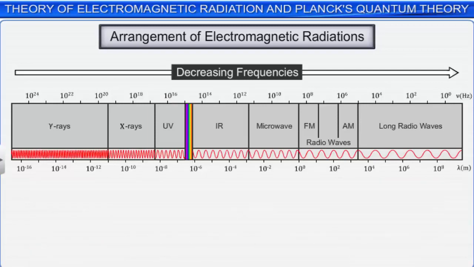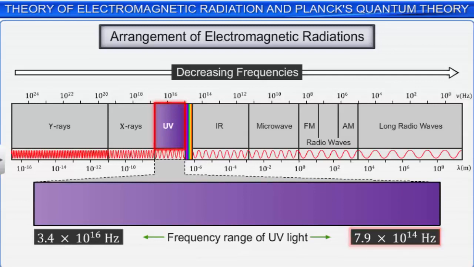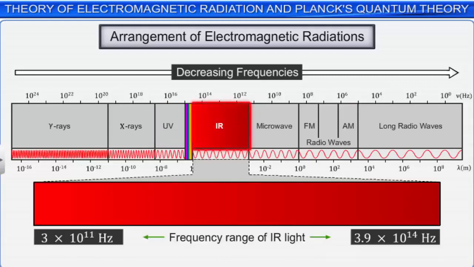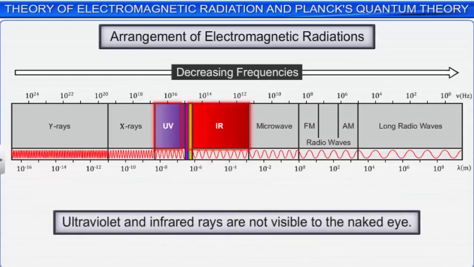The region above the violet color is called the ultraviolet region and has a frequency equal to 7.9 into 10 to the power 14 to 3.4 into 10 to the power 16 Hz. The region below the red color is called the infrared region, and the frequency of the waves of this region is 3 into 10 to the power 11 to 3.9 into 10 to the power 14 Hz. Ultraviolet and infrared rays are not visible to the naked eye.